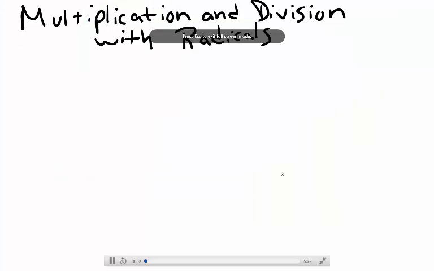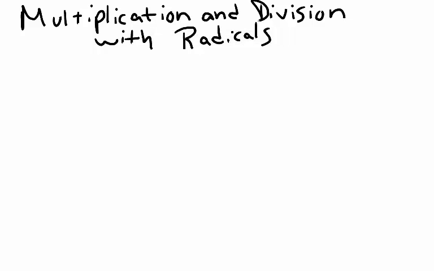In this video, we're going to take a look at multiplication and division with radicals. Unlike radical addition and subtraction, which require the radicand to be the same in each term, radical multiplication and division do not require the radicands to be alike.